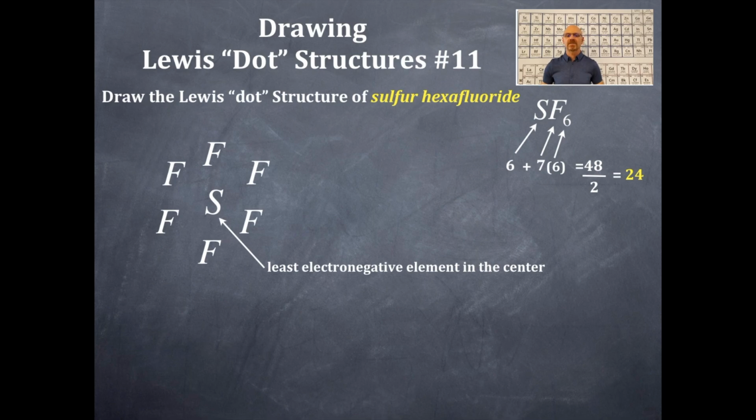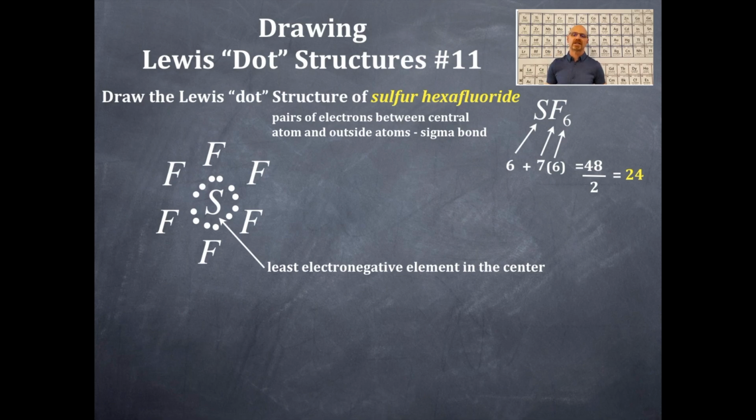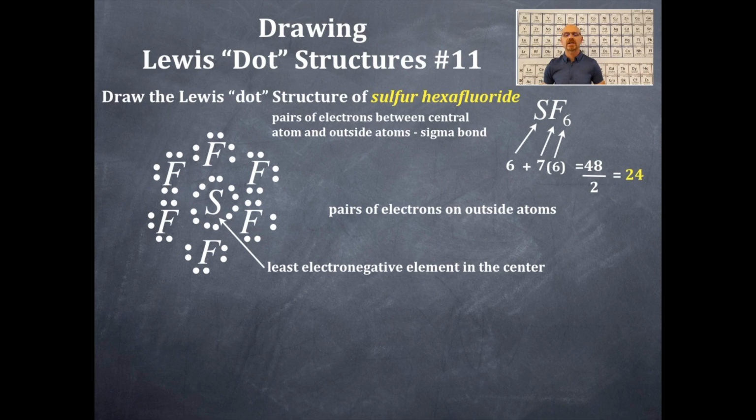Just like that. Okay? Then what we're going to do is place these 24 pairs of electrons as is appropriate. The first set of pairs of electrons we place are bonding pairs of electrons between the central element and the outside elements. I've done that right there. Then we place the lone pairs of electrons that remain around the outside elements. Bam! I've done that right there. I've actually used up all 24 pairs of electrons this time.